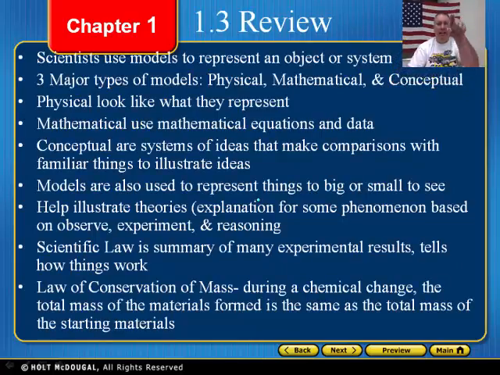Now, oh my goodness, it's review time. Scientists use models to represent an object or a system. There are three major types of models: physical, mathematical, and conceptual models. Physical models look like what they represent. Mathematical models use mathematical equations and data. Conceptual models are systems of ideas that make comparisons with familiar things to illustrate ideas. Models are used to represent things too big or too small to see. They help illustrate theories, explanations for some phenomenon based on observations, experimentations, and reasoning. A scientific law is a summary of many experimental results and tells us how things work.